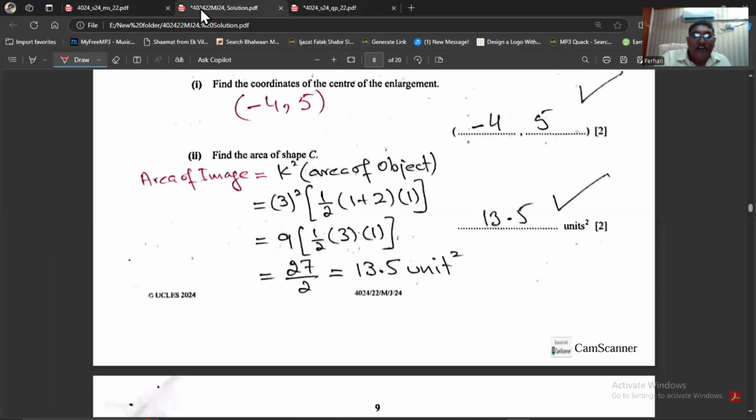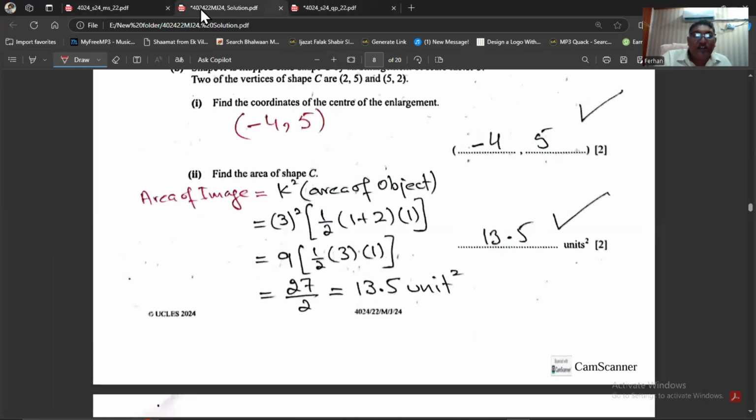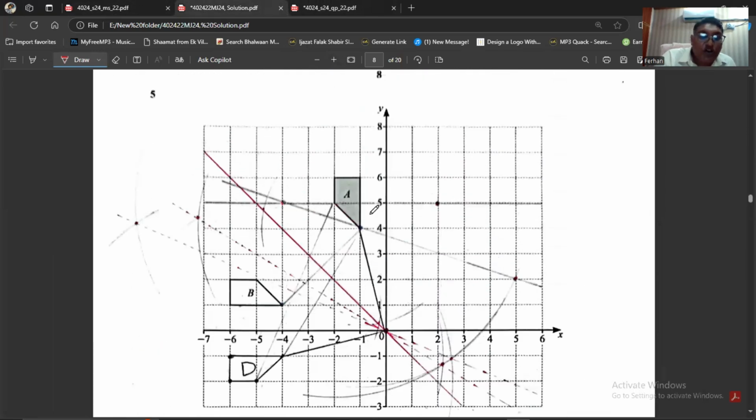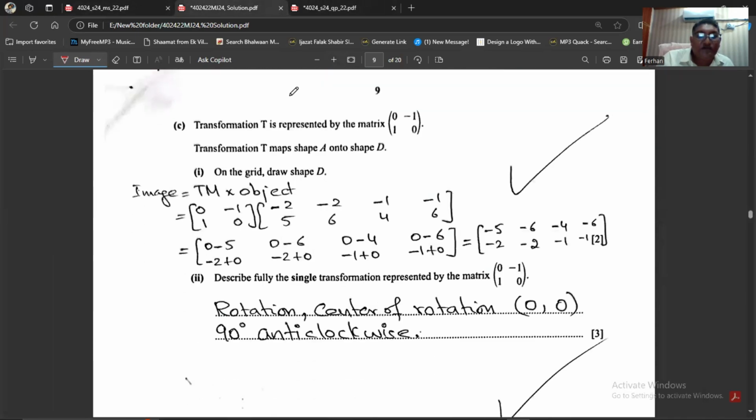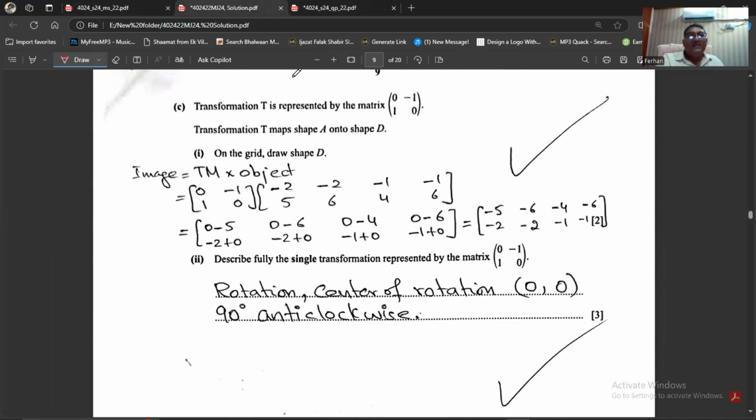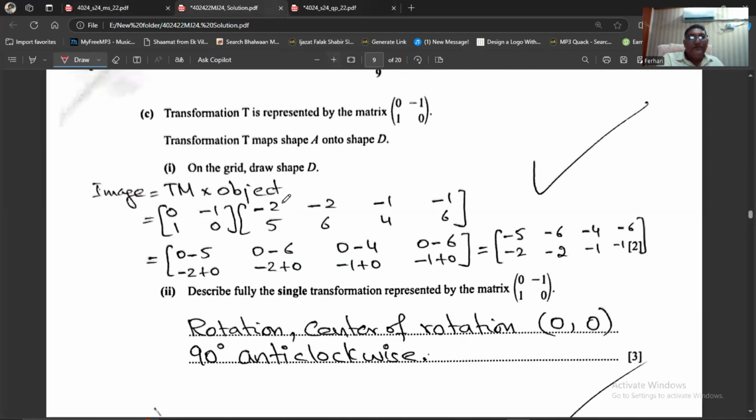So we know the coordinates of the shape A. You can check here. I will note down these points: -2, 5. This point is -2, 6. This point is -1, 6. This point is -1, 4. So I will use these coordinates and write them down. On your screen, this solution is showing up. So image is equal to transformation matrix multiply object. The transformation matrix is 0, -1, 1, 0.